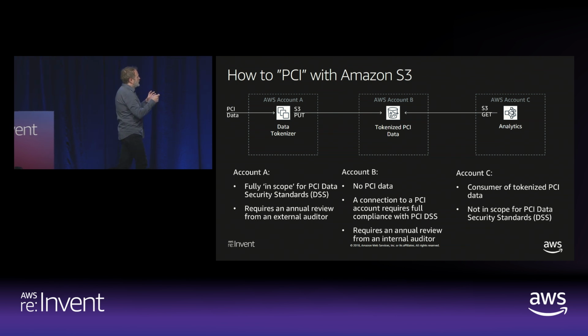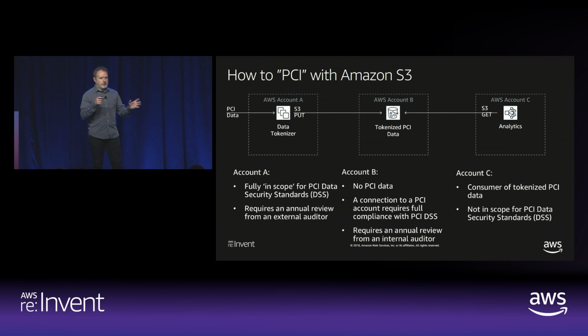You have different accounts here that may have different types of data. So account A that you see on the left is what we call fully in scope for PCI data. It might actually have credit card information. It might have other sensitive data that is deemed PCI. And it requires an annual review from an external auditor. That costs money. So you have to go hire somebody. They come in and they run through this set of controls, go, yep, you're good, or no, you failed this. And you have to do that annually. You have to keep up with that.